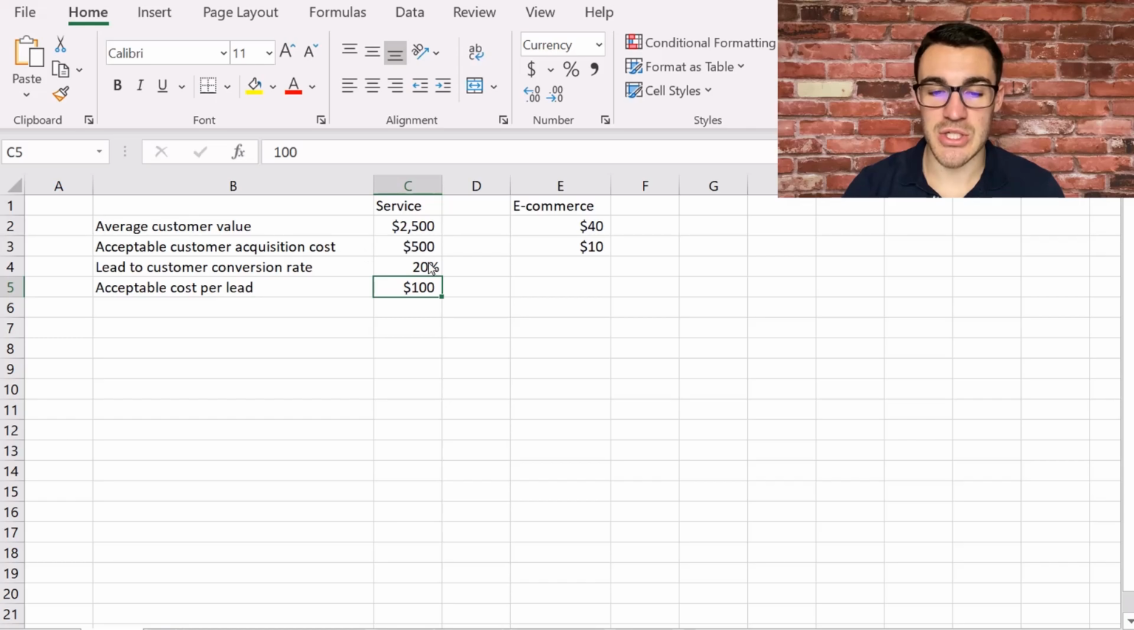So the way you calculate this, super simple, by the way, is just your acceptable customer acquisition cost times the percentage gives you 100. Make sense? If that was $100, then this would be $20. Okay, because there's 1/5 of that. If that number there is $300, then this one's going to be $60. Okay, so that's a really important thing to work out, your acceptable cost per lead.